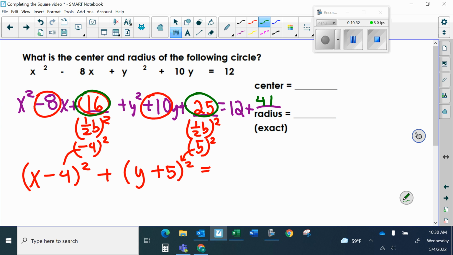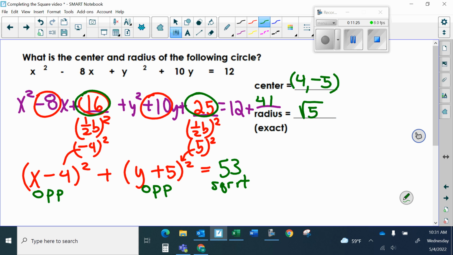Since I added 41 on the left, I must add 41 on the right. So 41 plus 12 is 53. Okay, now it says, what's the center? The center is always the opposite here, and the square root right there. So the opposite of negative 4 is positive 4. The opposite of positive 5 is negative 5. There's my center. And the exact radius is the square root of 53.